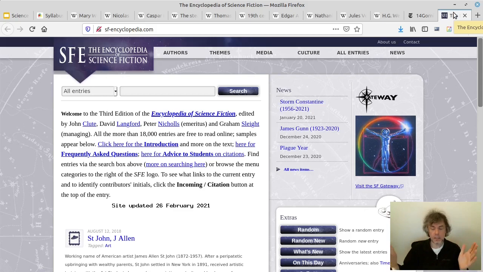And you can see here the authors that have organized it, the editors, John Clute, David Langford, Peter Nichols, and Graham Sleight. They work with other researchers like me to write all the entries in the Encyclopedia of Science Fiction. So, for example, you could look up something like Back to the Future.